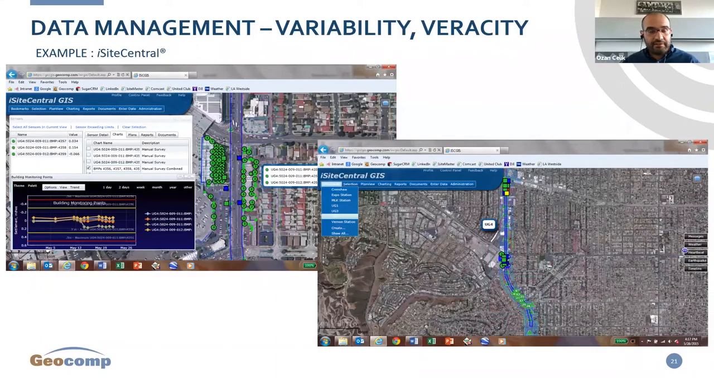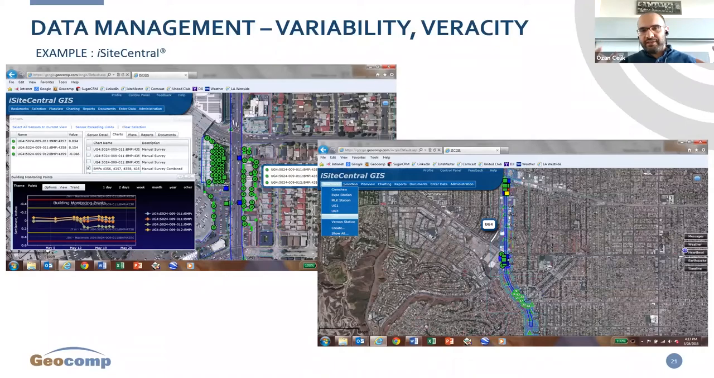Here at Geocomp, and this is just one example of doing that, we have a GIS-based web cloud data management service that we call iSight Central. The beauty of iSight Central is that it doesn't only give you graphs or correlation plots or statistical measures that you can look at, but also gives you an idea about everything that comes together in a spatial sense.